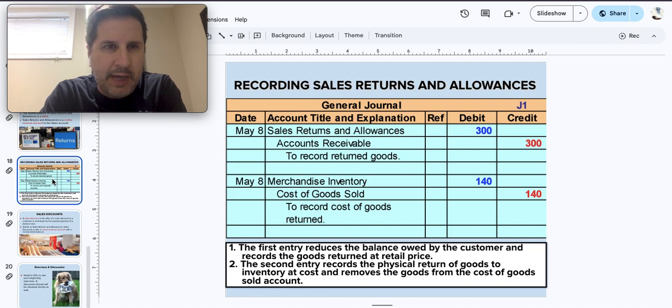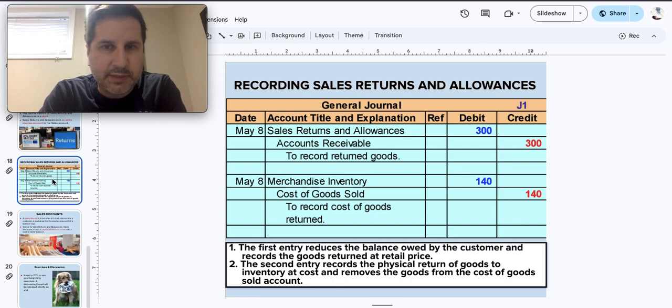By the way, an allowance is we would just tell the customer to keep the item because maybe it's damaged or the packaging is ruined or something. So a return is they give it back to us, we take it back, and then we resell it. An allowance is we just tell the customer to hold on to it and not worry about it.